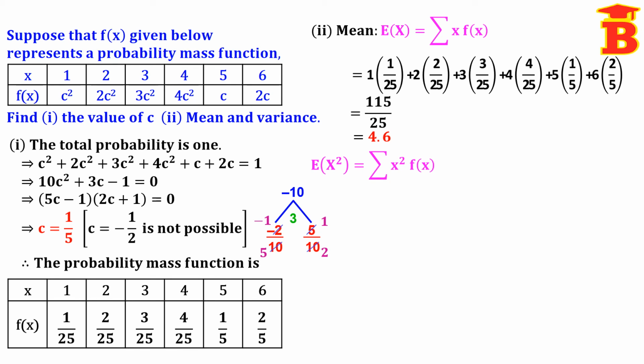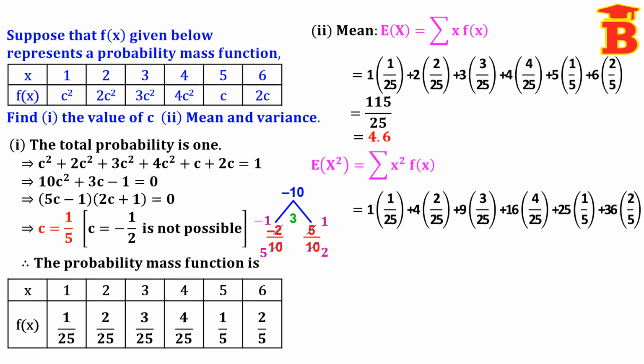Next we have to find E of x square. That is equal to summation x square f of x. So that is equal to 1 square 1 into 1 by 25, 2 square 4 into 2 by 25, 3 square 9 into 3 by 25, 4 square 16 into 4 by 25, 5 square 25 into 1 by 5, 6 square 36 into 2 by 5.